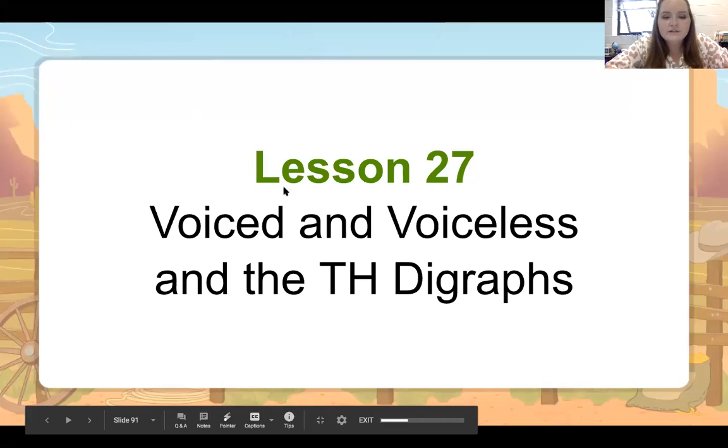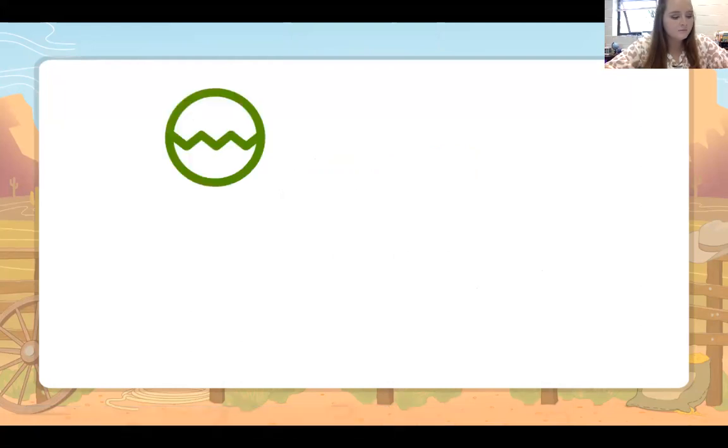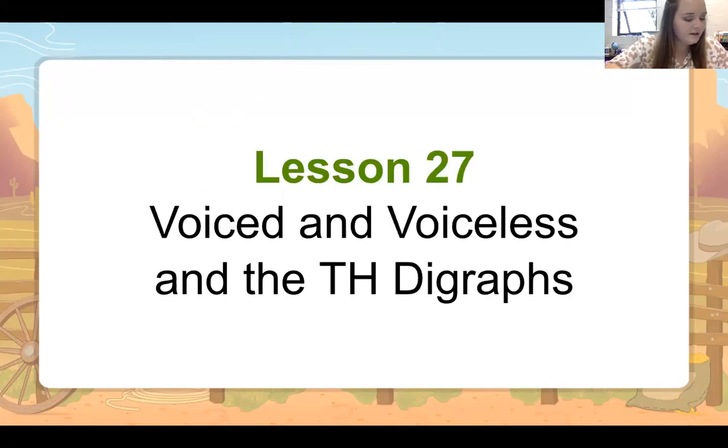Okay, so we're going to do voiced and voiceless and the TH digraph. A digraph is two consonants together. So first, what is a blend? A blend is two consonants together in a word that keep their sounds. A blend is found anywhere in a word, but they have to be able to start a word.